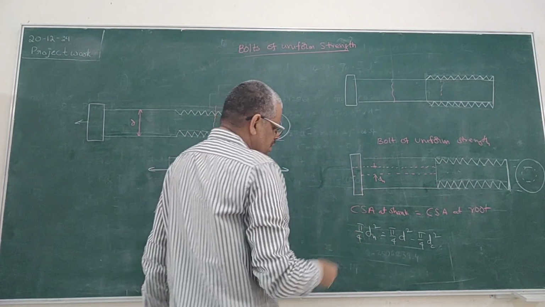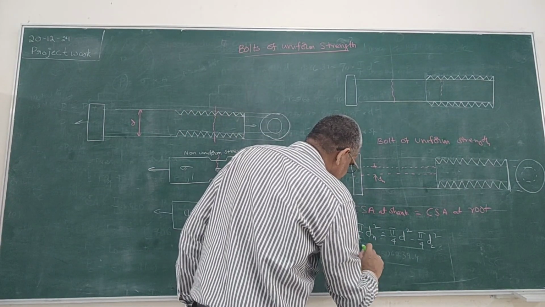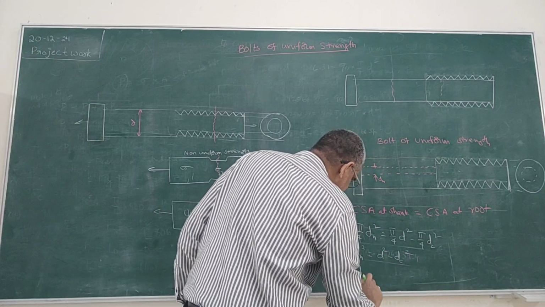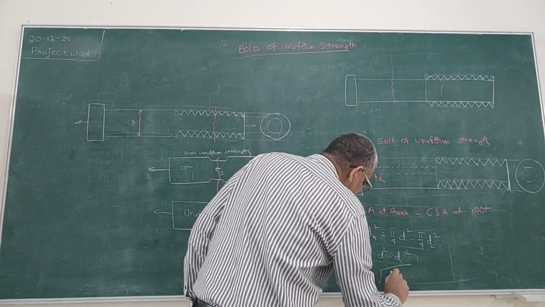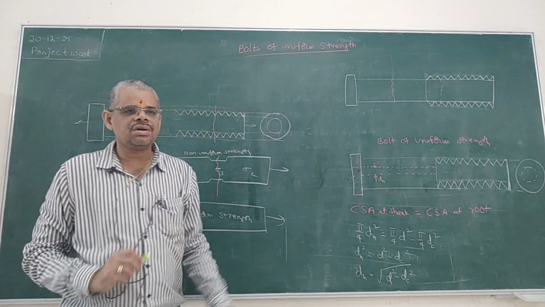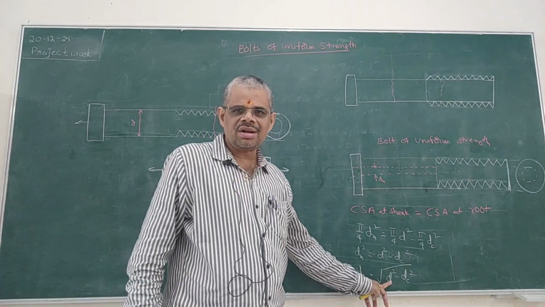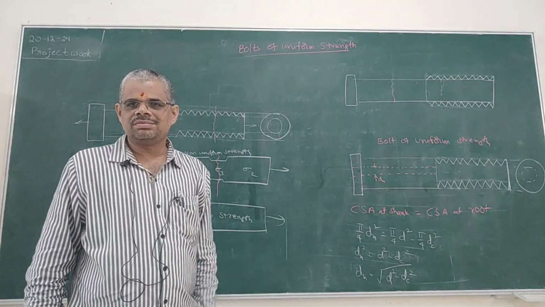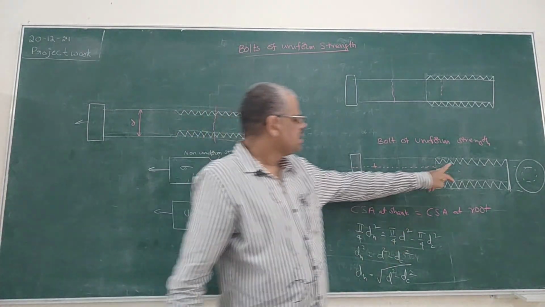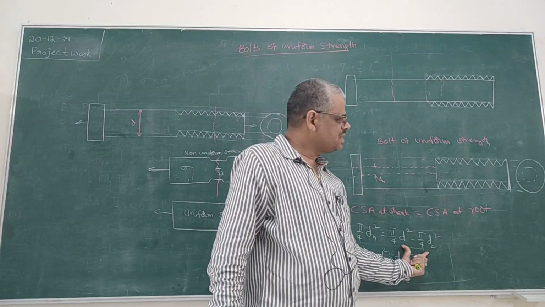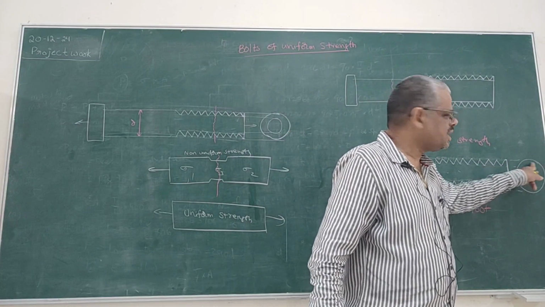Now if you equate, DH square is equal to D square minus DC square. So DH is equal to root over D square minus DC square, where DH is the diameter of the hole, D is the major diameter or normal diameter, and DC is the root diameter. So here, this is the difference in area. Is it right or not? This is the difference in area, that means this area.